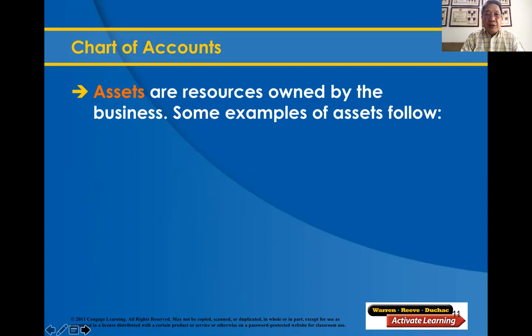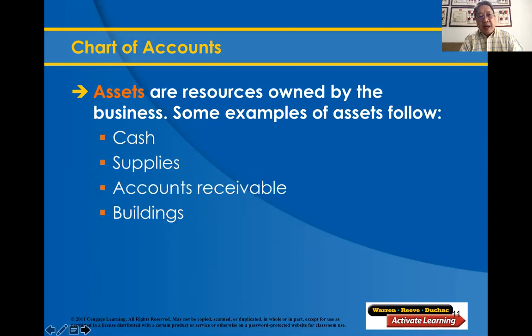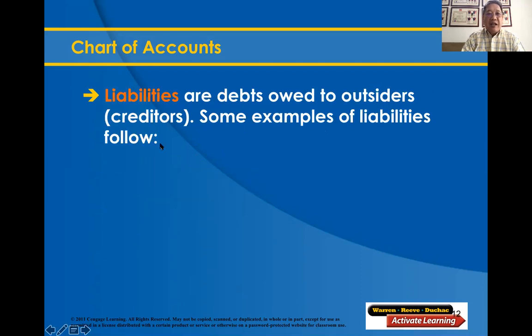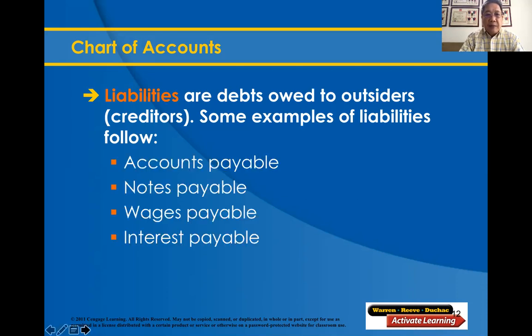Assets are resources owned by the business. Nasa left side lagi yan. Example, ano example? Cash, supplies, accounts receivables, building, land, other asset, equipment, etc. Liabilities are debts owed to outsiders. Yun ang pinagkautangan mo. Katulad ng biniling supplies. Bumili ng supplies, inutang. So, nag-increase in asset, increase in liabilities. What are the examples of liabilities? Accounts payable, notes payable, wages payable, interest payable.